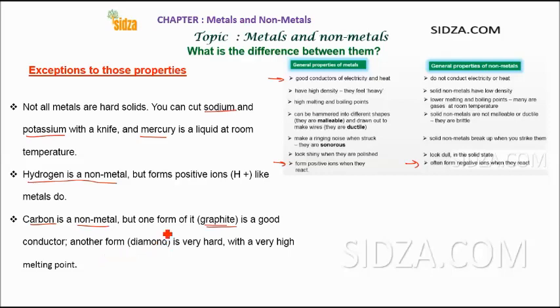Similarly, non-metals are not hard substances and have very low density, but diamond, which is an allotropic form of carbon, is actually the hardest substance. It has a very high melting point. This is another exception. We generally say that non-metals have very low melting points, but diamond, an allotropic form of carbon, has a high melting point. Hope you got the concept.